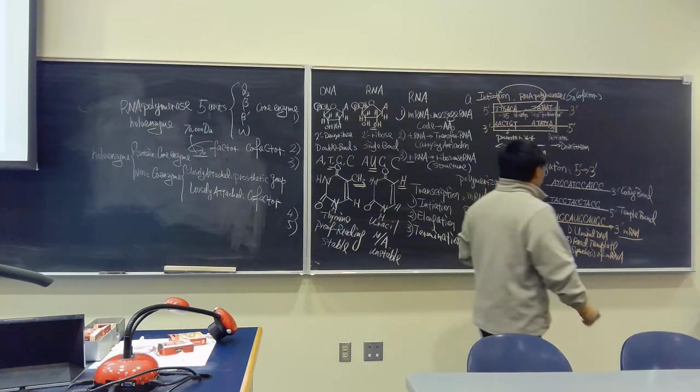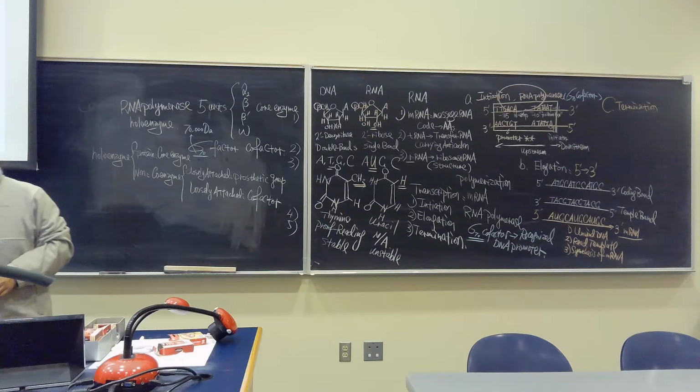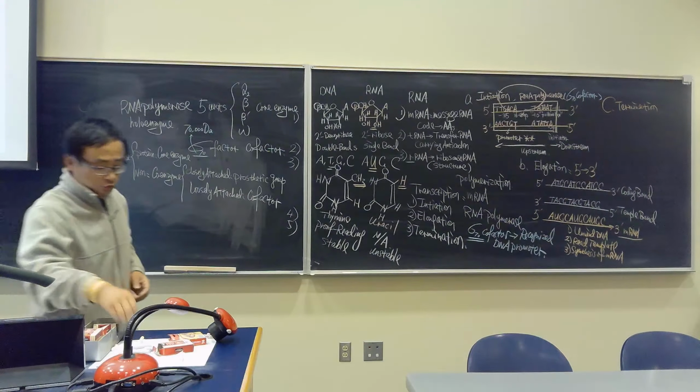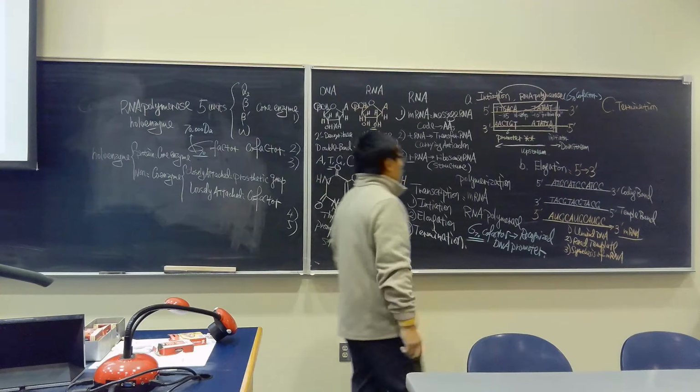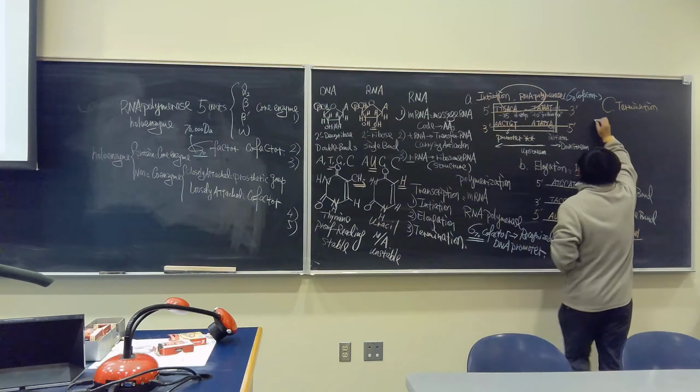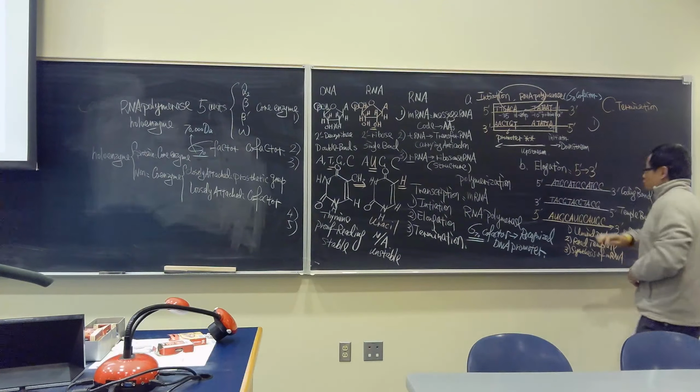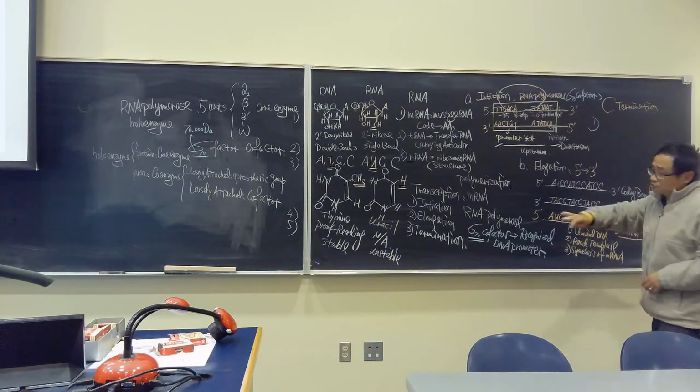Termination is not very difficult when we talk about transcription. Why? Termination basically has two types of rules. Number one, when you're going through the transcription, you read and generate the mRNA.